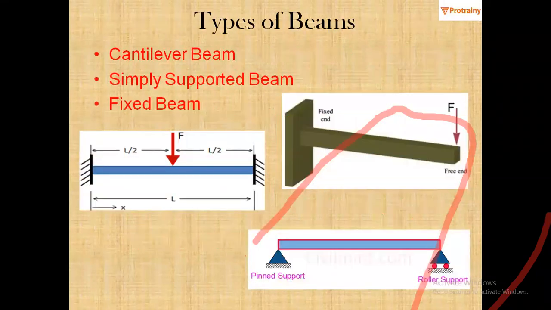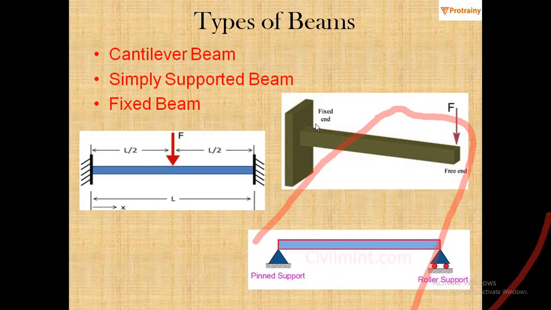Now comes types of beams. Right now, all the examples we are talking about are beams. So what types of beams do we have? It's a simple thing: cantilever, simply supported beam, and fixed beam. Cantilever and simply supported are comparatively easy. ठीक है, there is some complication in cantilever according to me, but simply supported beams are relatively easy.